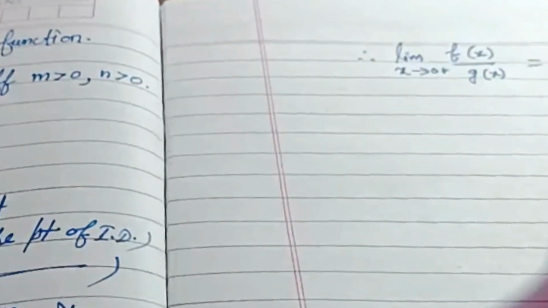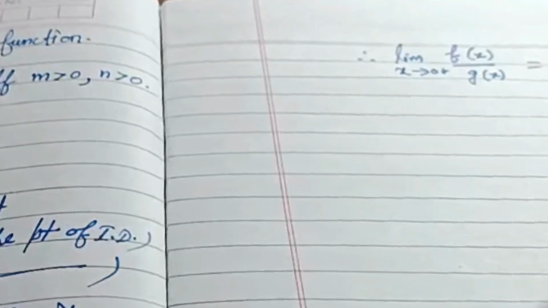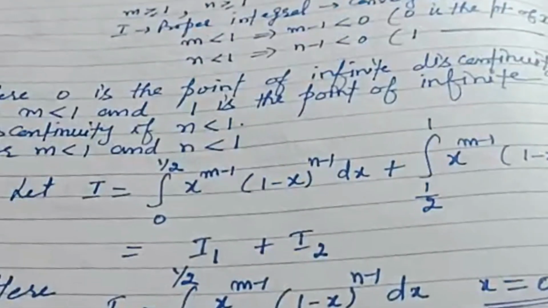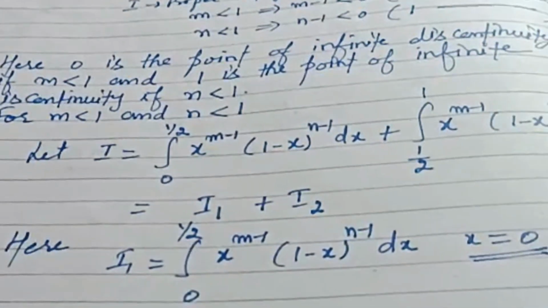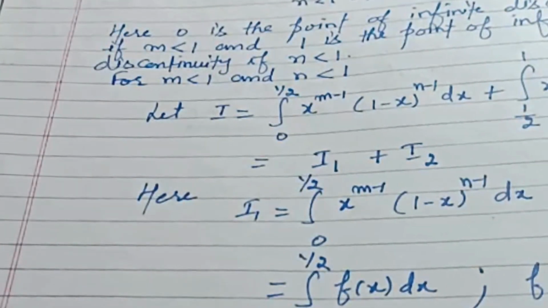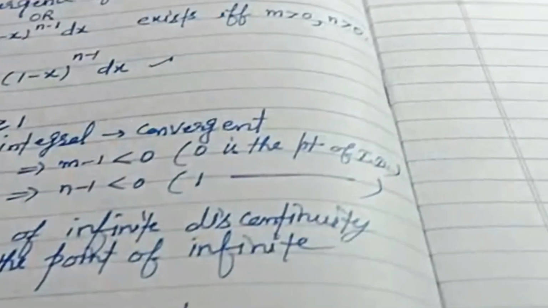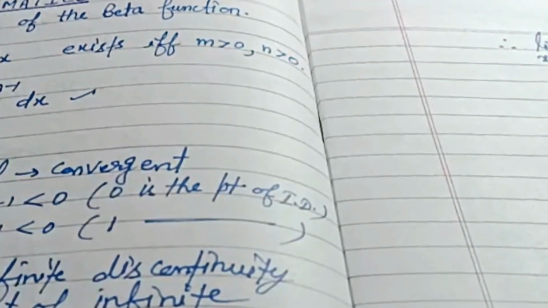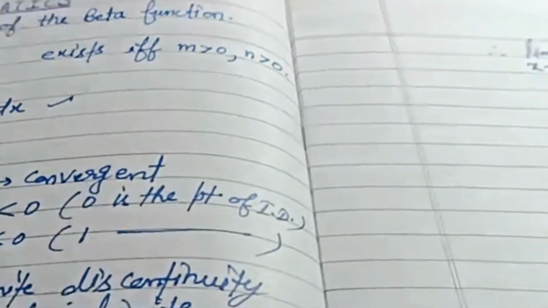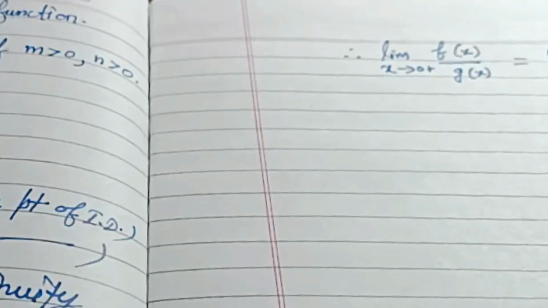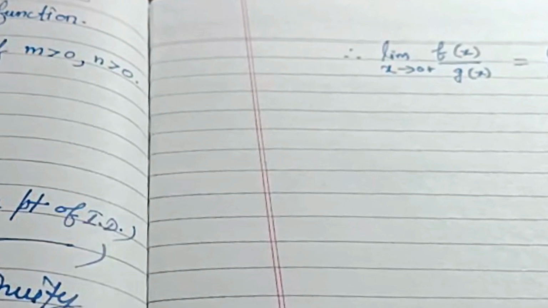So how do we compute this? It is the limit x approaching 0 plus, because f(x) is x to the power m minus 1 into (1 minus x) to the power n minus 1, or rather (1 minus x) to the power n minus 1 upon x to the power 1 minus m. When we divide by g(x), the x to the power 1 minus m will cancel out, so we have just one term, (1 minus x) to the power n minus 1. When we put the limit x equal to 0 plus, it is 1 minus 0, so 1 to the power n minus 1, which is 1, non-zero and finite.